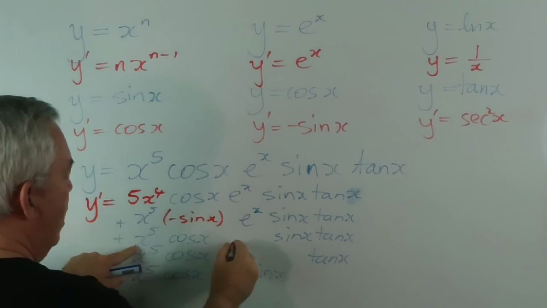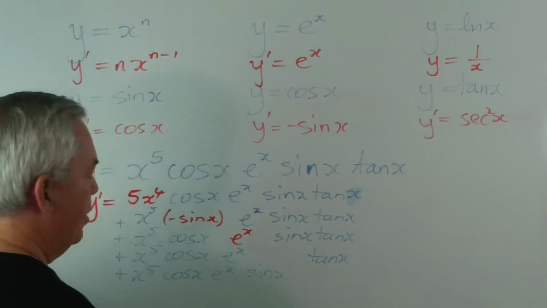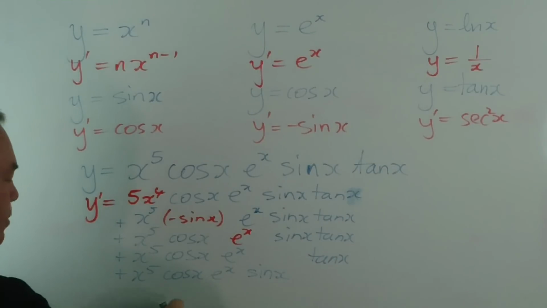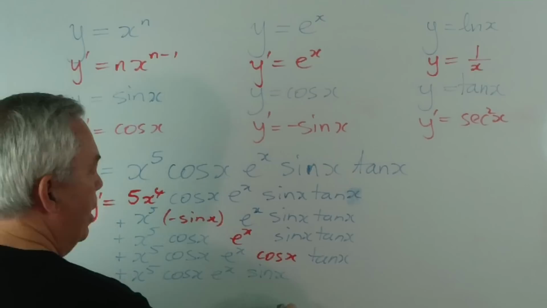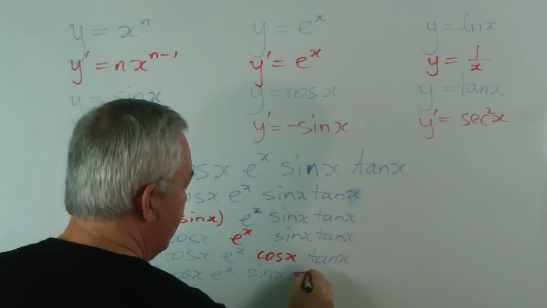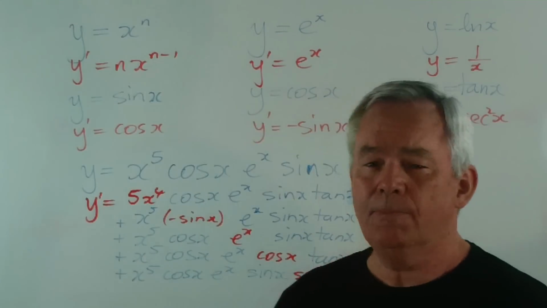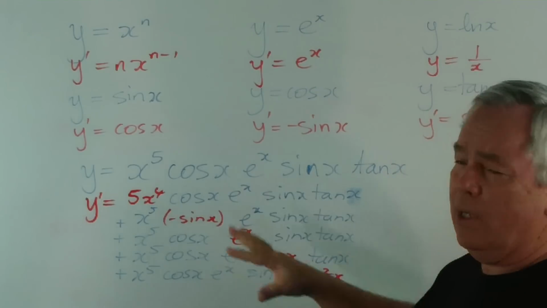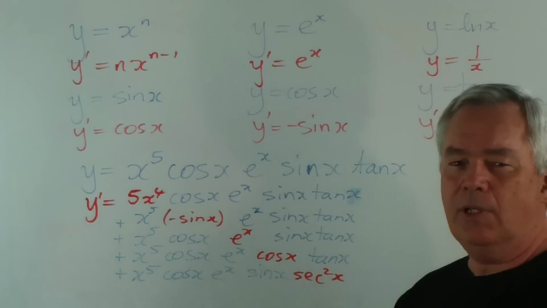The derivative of e to the x is e to the x, and we've left the remaining 4 functions to be multiplied by it. The derivative of sine x is cosine of x, and the derivative of the tangent of x is sec squared x. And that is the derivative of that function.